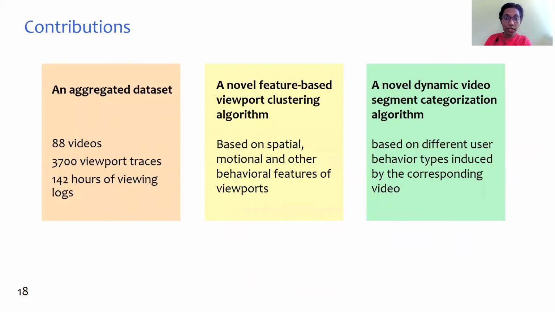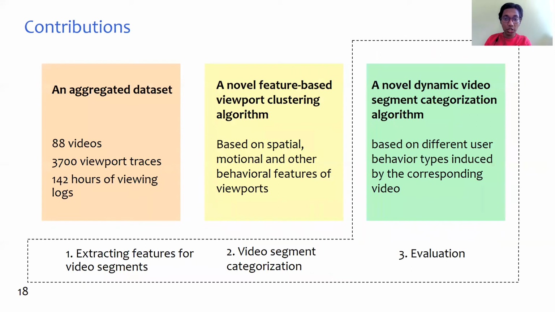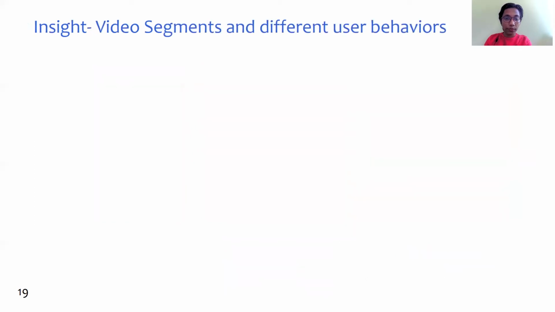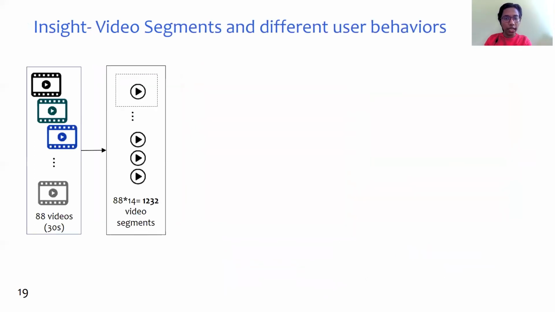Next, I'll be introducing our novel dynamic video segment categorization method under 3 stages: extracting features, categorization, and evaluation. Before moving on to the technicalities, here is an interesting insight that we derived from our analysis. Each of the 1,232 video segments in the dataset has, on average, 45 user trace segments.